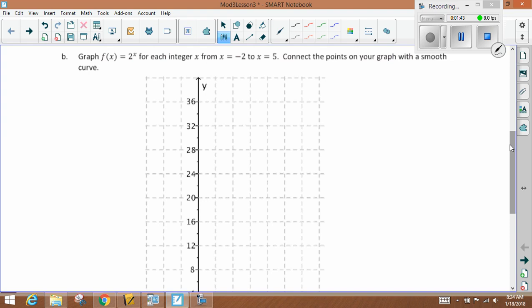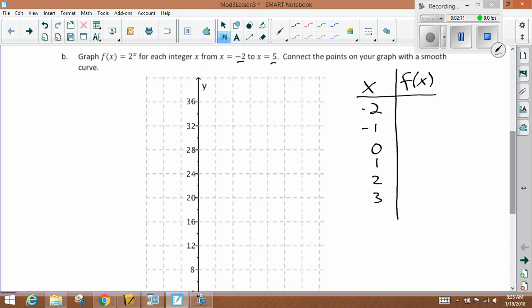But let's analyze a graph just to see what 2 to the x power does. So in order to analyze this graph, I'm going to set up a table with an input value of x, and my output will be f of x. And it wants each integer value from -2 to 5. So we're going to go by steps: -2, -1, 0, 1, 2, 3, 4, and 5. So f of x is 2 to the x power. When I input -2, that's 2 to the -2 power, right?